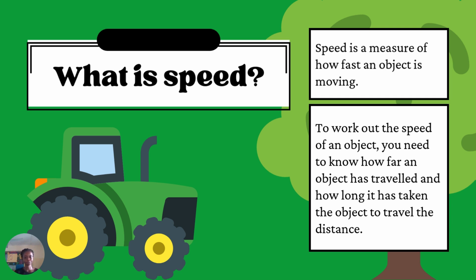Now, to be able to calculate the speed of an object, two things are involved. The distance, which is how far the object has traveled, and also time, how long it took for the object to get to its destination, or how long it takes for the object to keep moving. So when talking about speed, it takes two things, distance and time.